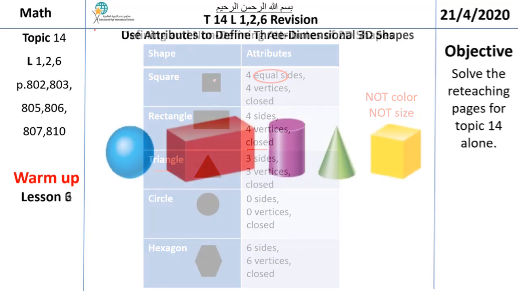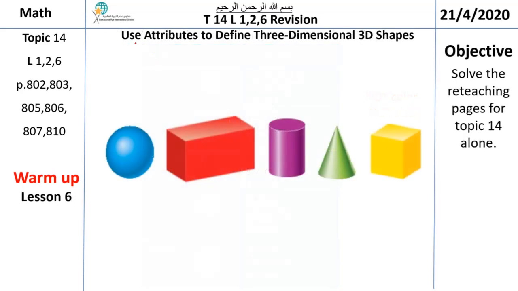Now, the third lesson that we will be revising is use attributes to define three-dimensional shapes, 3D shapes, which is lesson 6. Now, 3D shapes, three-dimensional shapes, are shapes that have height, width, and length. That means that I can hold this object in my hand.